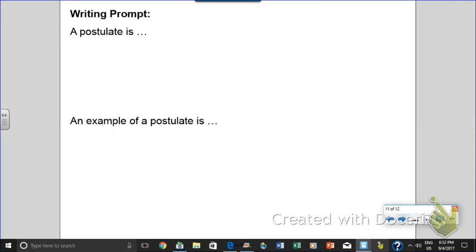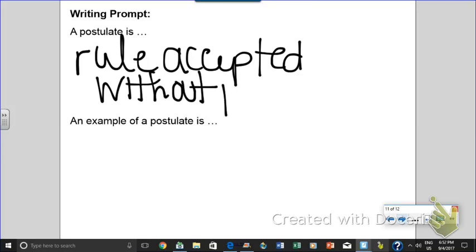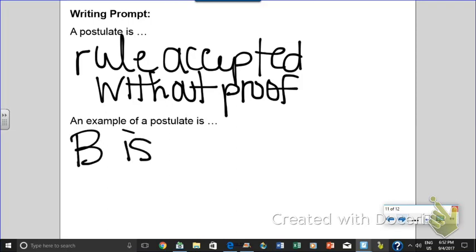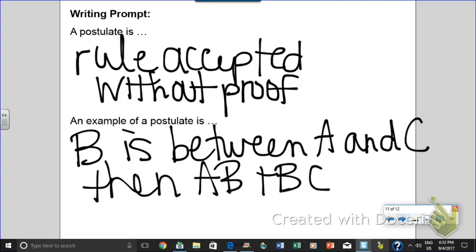Last thing we have is a writing prompt. A postulate is a rule accepted without proof. An example of a postulate is the segment addition postulate, which again we can say that if we have a point B is between A and C, then A to B plus B to C equals A to C.